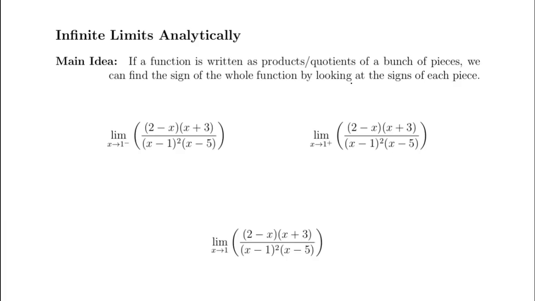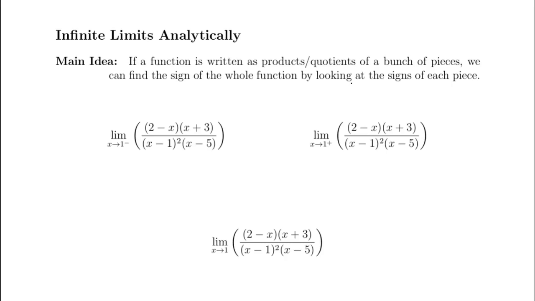All right, let's think of how to evaluate these infinite limits. The main idea here is that if you can write a function as a product or a quotient of a bunch of pieces, we can track the sign through that really easily. Because I know what happens when you multiply two positive numbers together, or divide a negative by a negative, or multiply a positive by a negative. I know the sign of all those things.